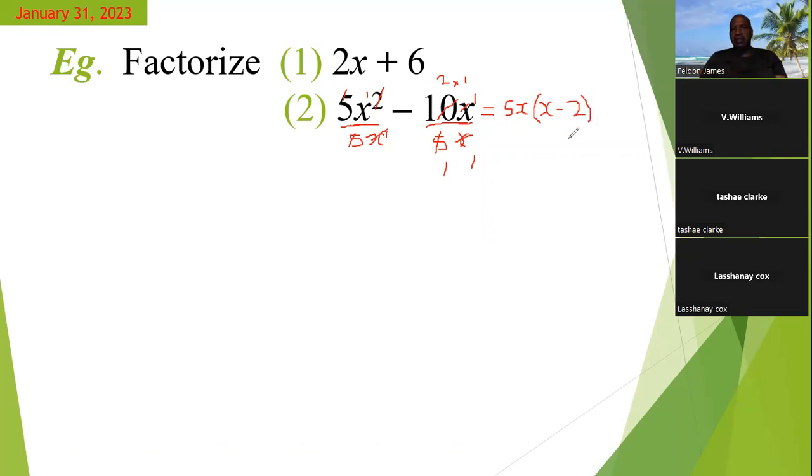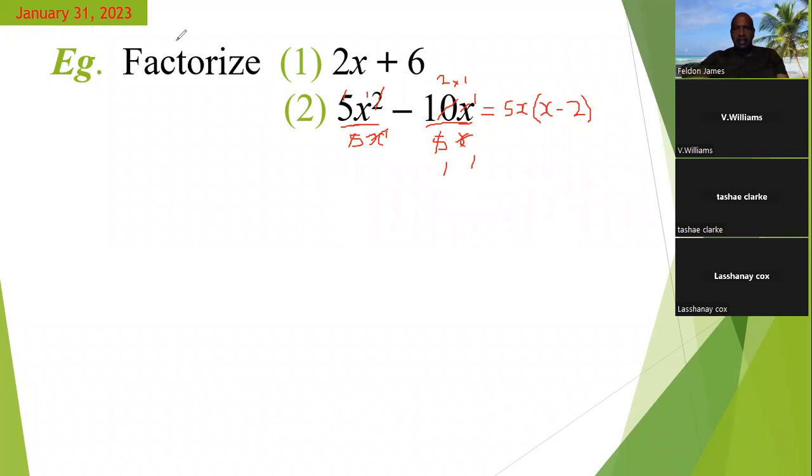Now, the key thing with factorization: whatever you get after you factorize, you should be able to expand it. You should be able to multiply it back out and get what you started off with. So if you take the 5x and multiply what is in the bracket, you should get back the expression that you factorized. So you would have 5x times x gives you 5x squared, minus 5x times 2. 5 twos are 10, you will get back 10x. So that's one quick way to check if your factors are correct.